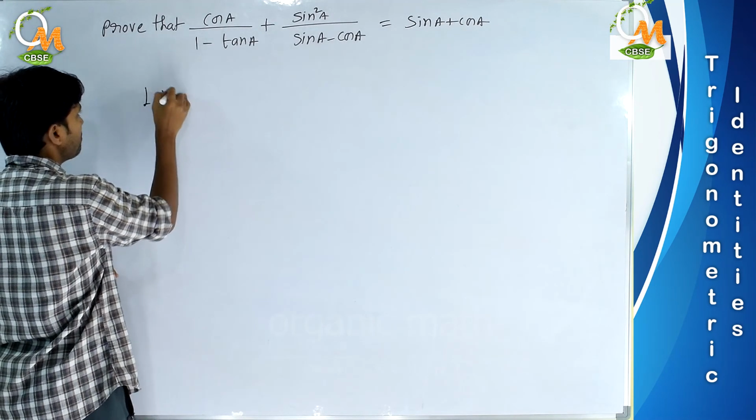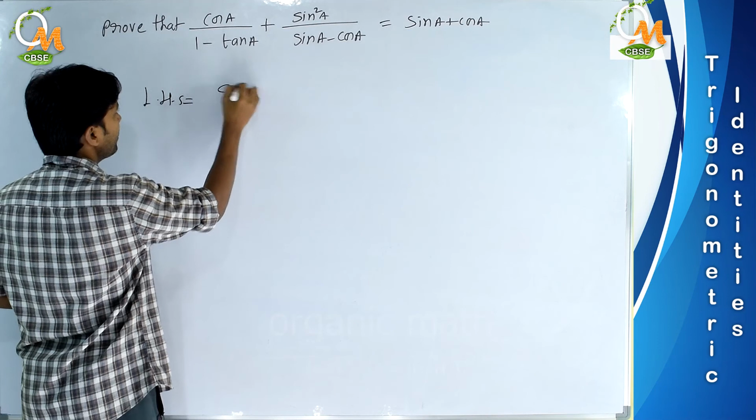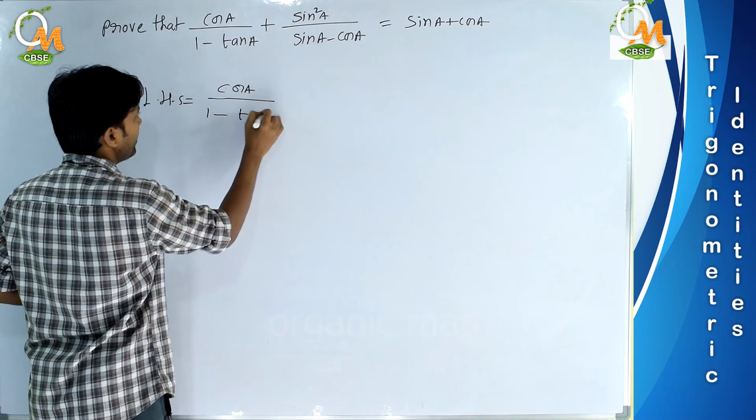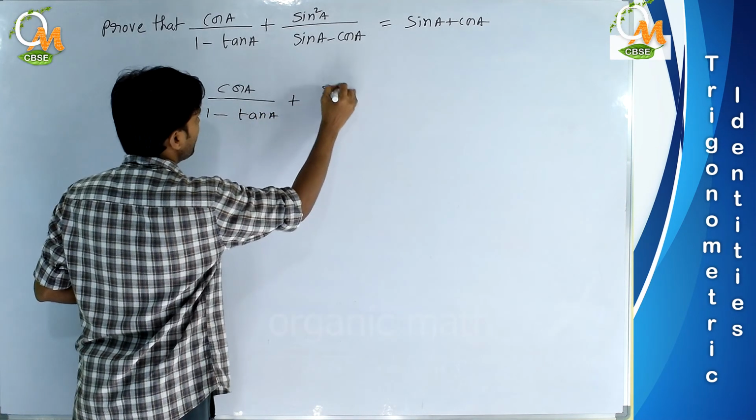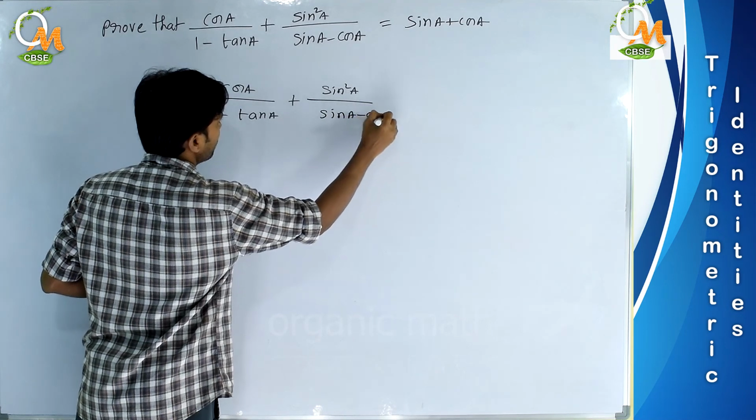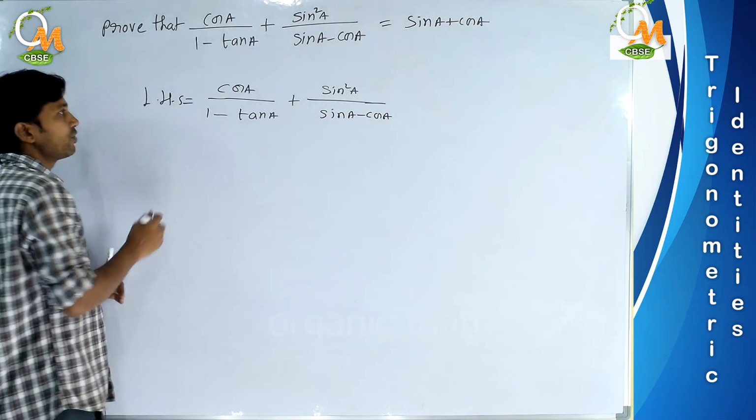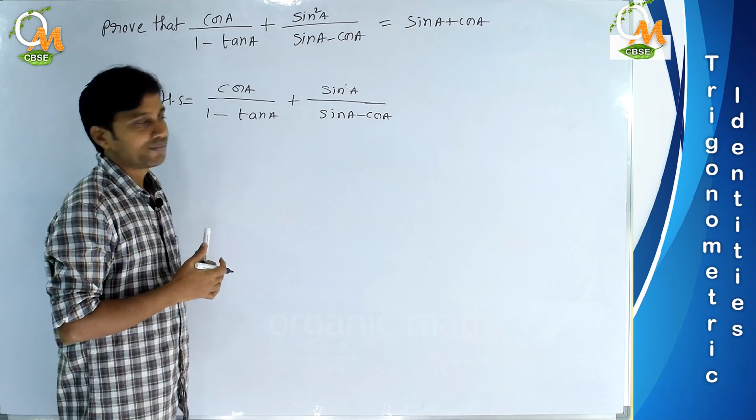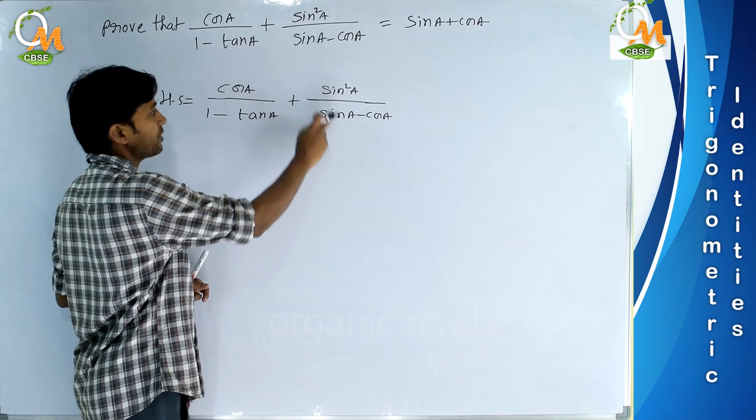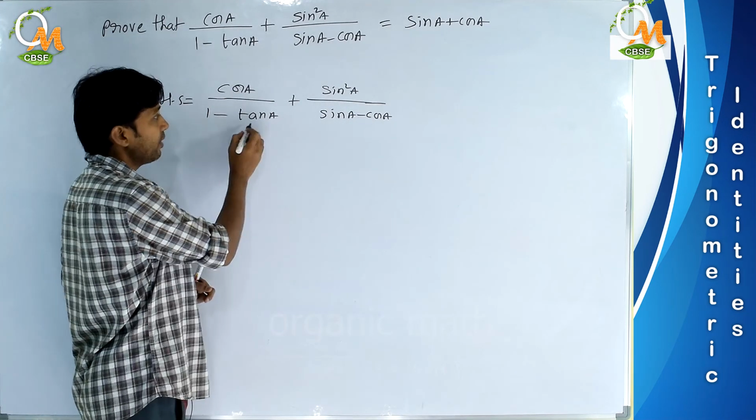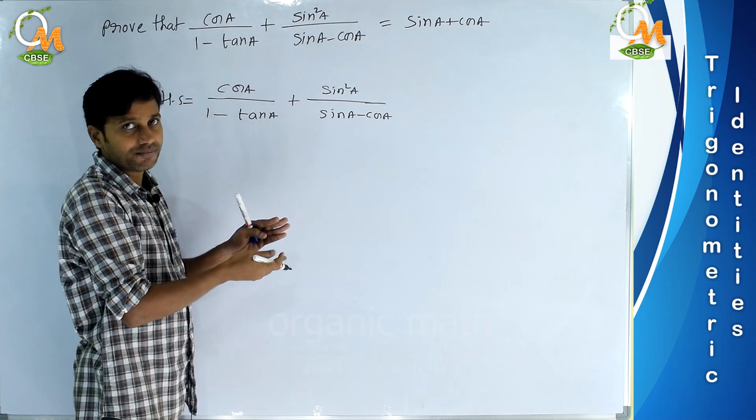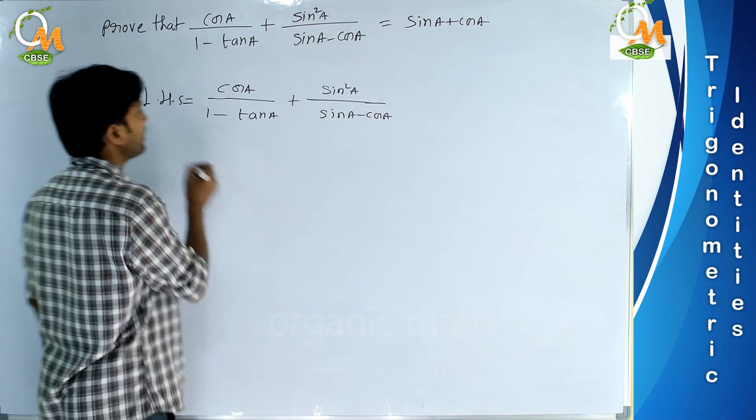See, LHS part would be how much here? Cos a upon 1 minus tan a plus sin square a by sin a minus cos a. Okay, so this is your LHS which is given. Now do one thing for our convenience. Here all the terms are in sin cos, but here only one tan term is there. So better you convert that tan a into sin a by cos a, means into sin and cos. So let us do that.